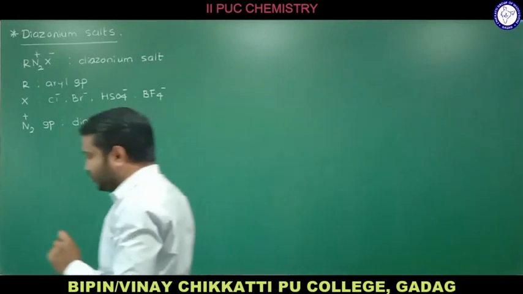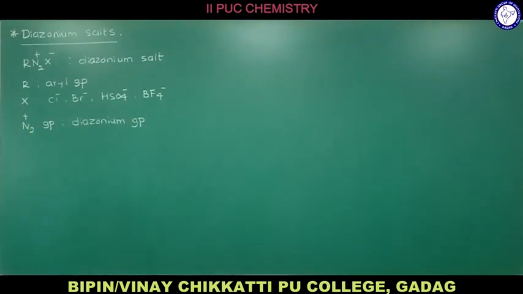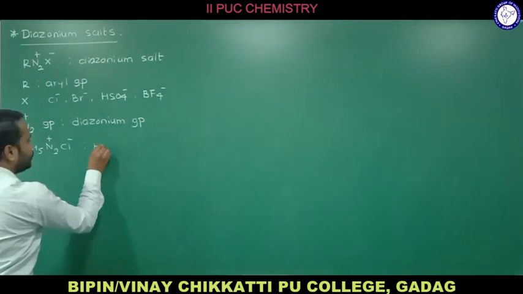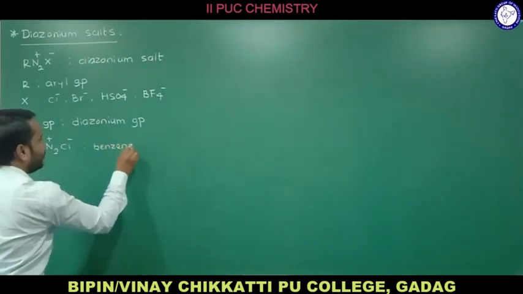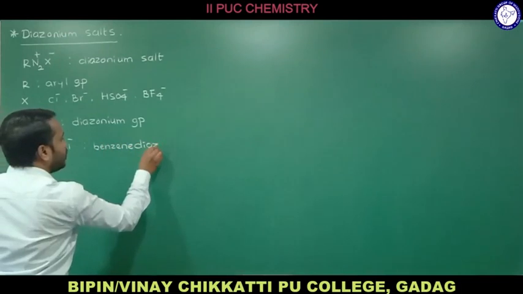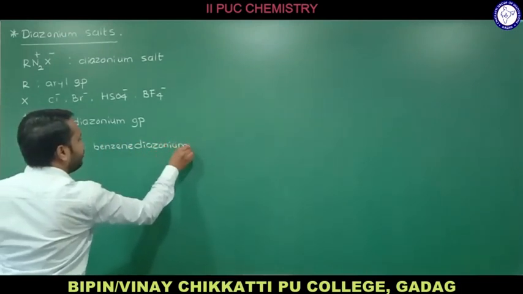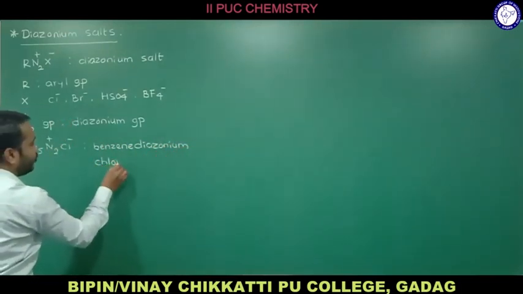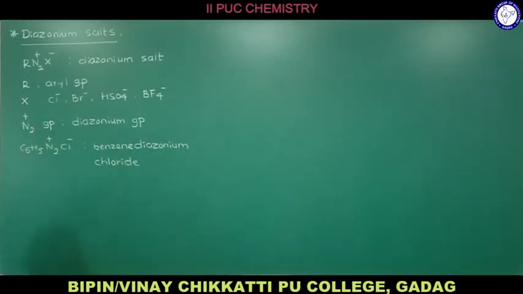We'll see examples for that, how we can write a diazonium salt. Since we know R stands for aryl group, I consider the phenyl group, that is the benzene ring, C6H5 N2+ and Cl-. In the place of X I am going to consider Cl-. The name of this compound, let me write here, we call it benzene diazonium chloride.